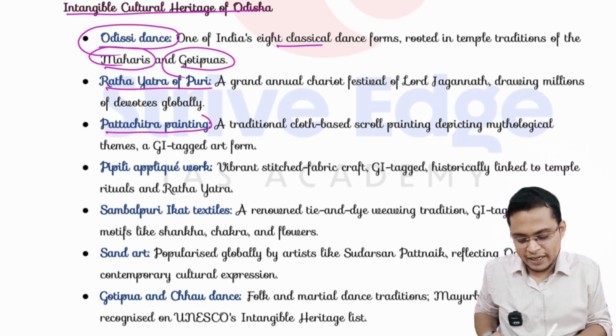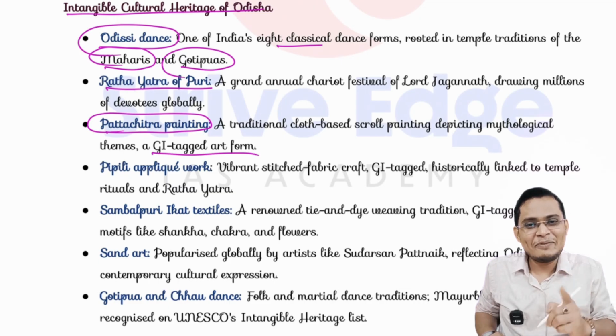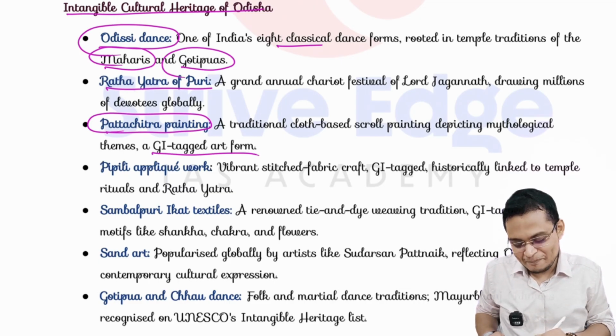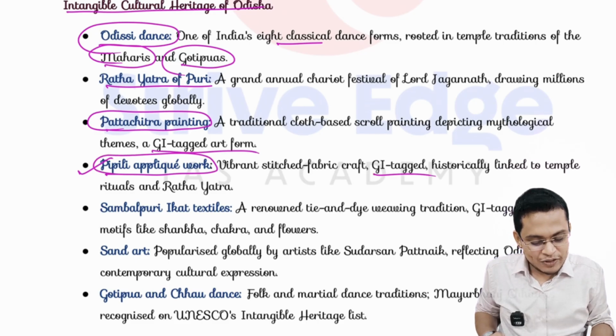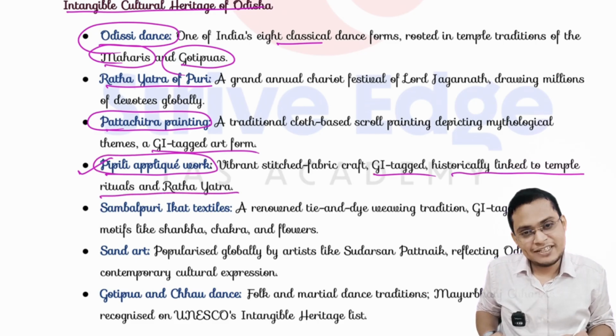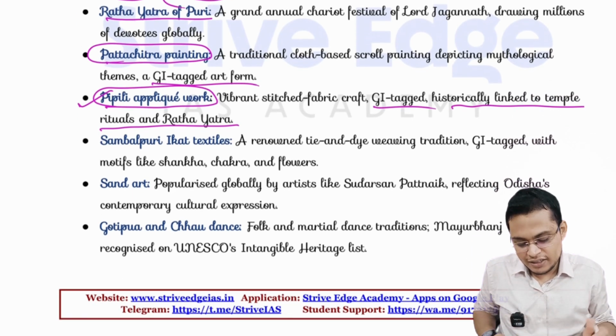Then Patachitra painting. It is a GI tag form. Tell me in the comment box which village is famous for this Patachitra painting. Okay. Then Pipli Applique work, it is also GI tagged, with a historical link to the temples, rituals and Rath Yatra. So Odisha culture basically revolves around Rath Yatra, Jagannath and Rath Yatra.